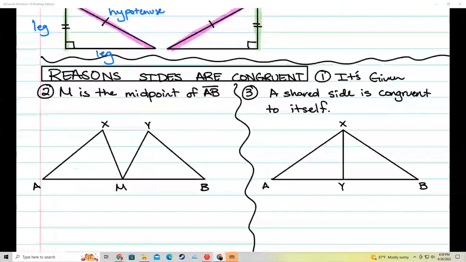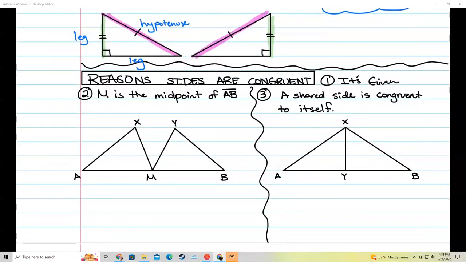Okay, we're going to start getting into proofs. Right now, we're just going to establish how you know sides are congruent. There are 3 main reasons why sides are congruent. There's more, but the ones that we use a lot are these 3. The one we use all the time is it's given. What do I mean by it's given? They'll literally tell you 2 sides are congruent. They'll say, oh, AX is congruent to YB. If they say something like that, they're literally telling you they are congruent. We say, oh, it was given to us.